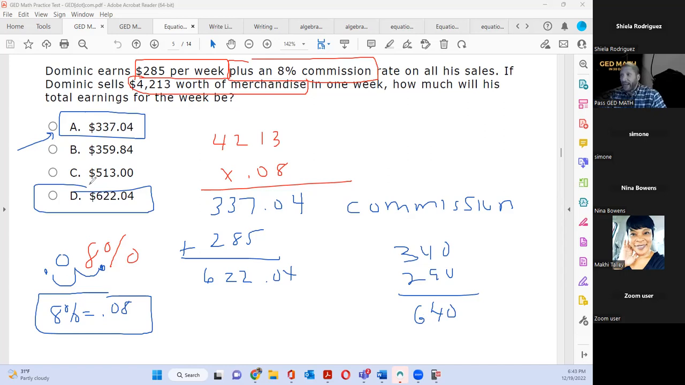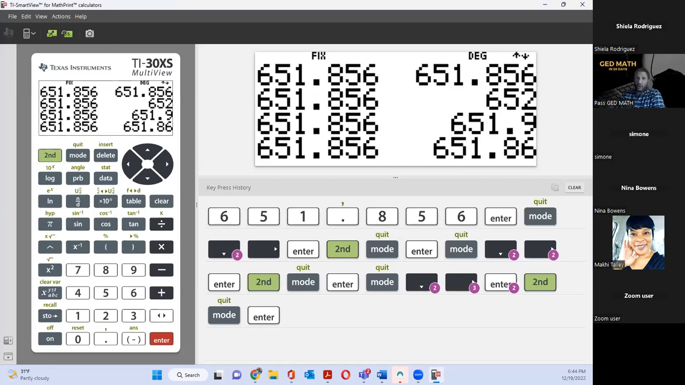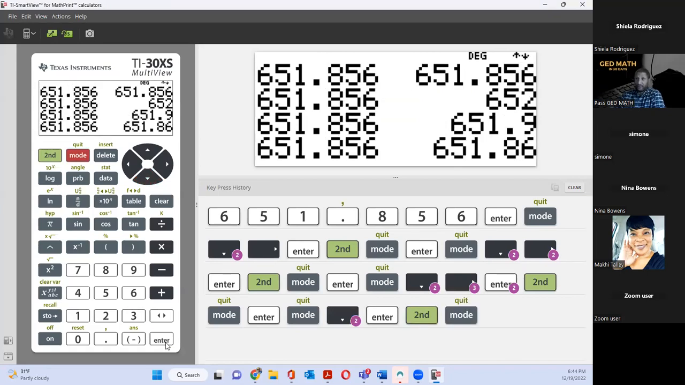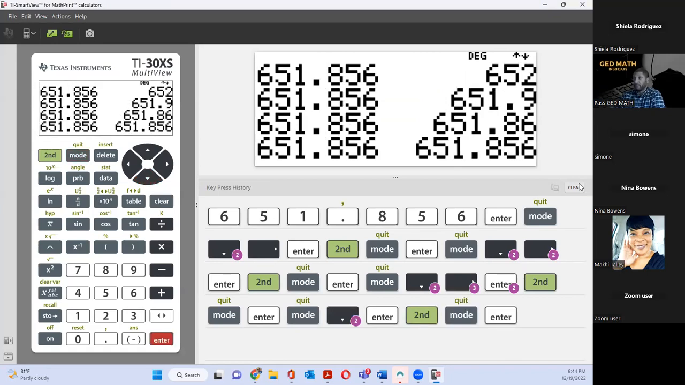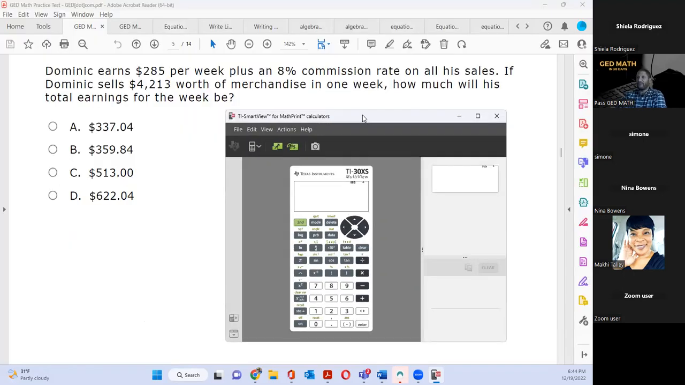The only answer anywhere close to 640 is 622. So you can do it mathematically where you take 8% of 4213 and get 337.04 and you add 285. So that's how you would do it by hand. Watch with the calculator. If you have a percent and you have the whole, and you know you need to multiply, watch this. First of all, let me go back in and change my mode back to float so it doesn't round all my answers off. That's very important. I'm gonna do this problem for you in less than 15 seconds.